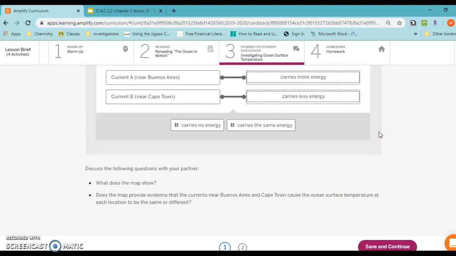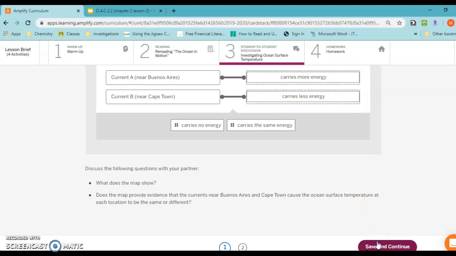I want you to think about what this map shows us. Does this map provide evidence that the currents near Buenos Aires and Cape Town cause the ocean surface to be the same or different? Thinking back to our do now, is it the same or different?